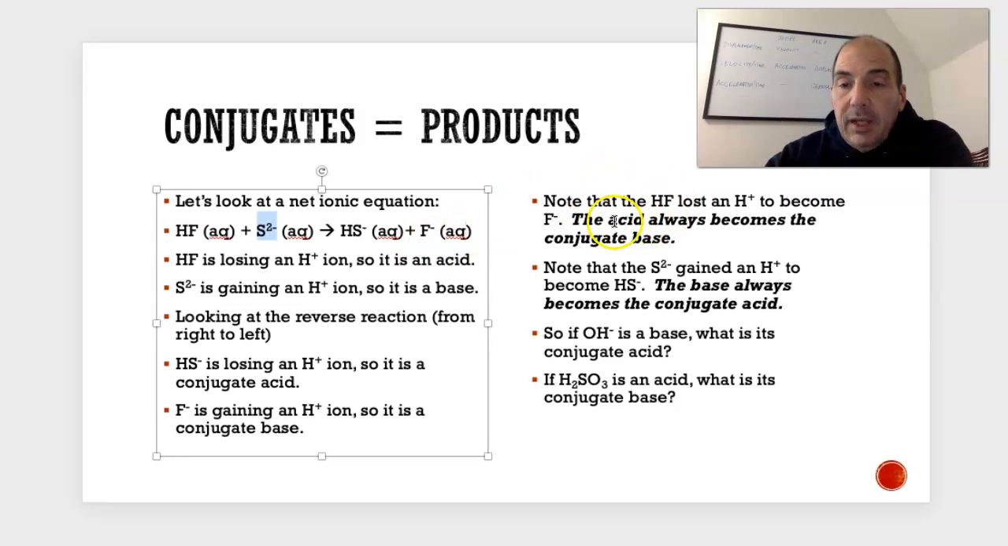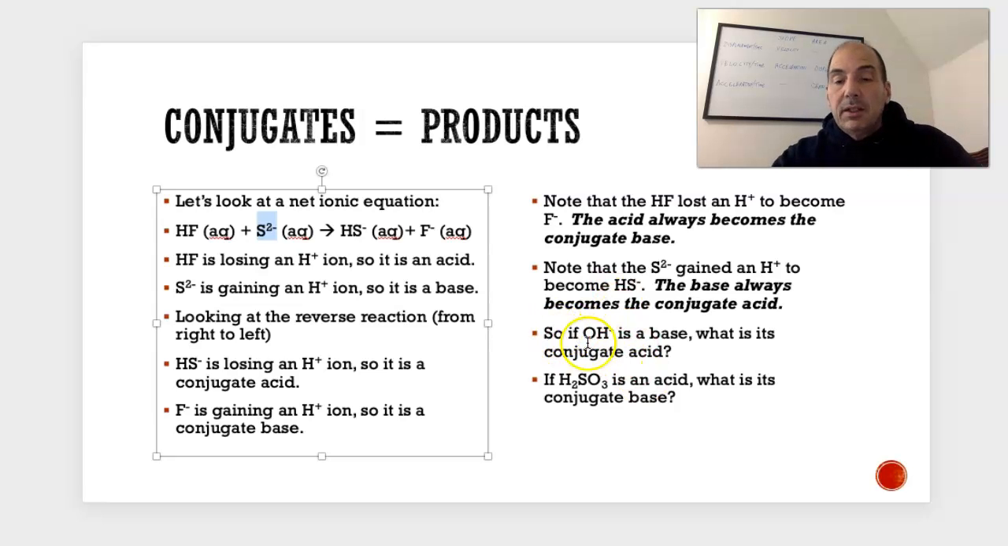Okay, so the acid always becomes a conjugate base. Conversely, the base always becomes a conjugate acid. Again, sulfide and HS-, the bisulfide ion, there's only one hydrogen difference between them. They are a conjugate pair, okay? But conjugate pairs always go opposite of each other. So if it's an acid, its conjugate would be the base. If it's a base, its conjugate would be the acid.